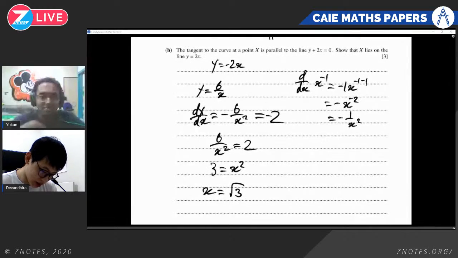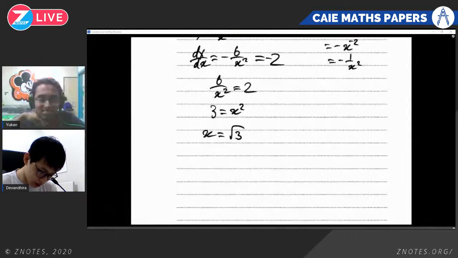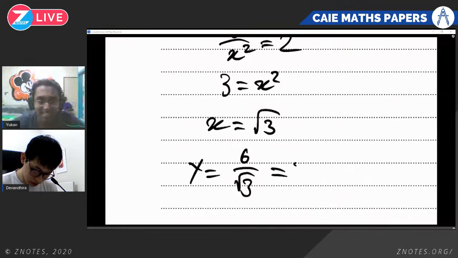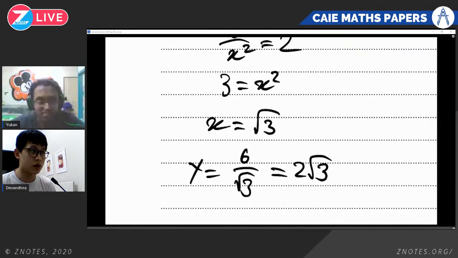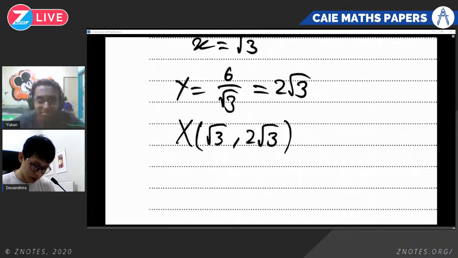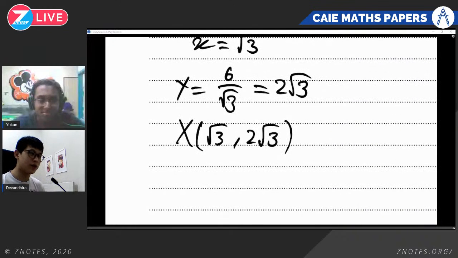So show that X lies on the line y is equal to 2x. Sure. So we found the x coordinate of big capital X. We just have to find the y coordinate. So let's do that. y is equal to 6 over, putting our x value right here, this is 2√3. All right, that means the capital X is at (√3, 2√3). That's our coordinate. Is this on the line y is equal to 2x?